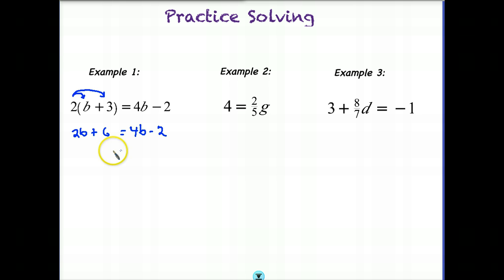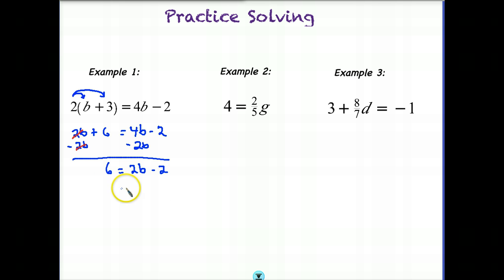I can either move the 4b over to the left or the 2b over to the right. I'm going to combine my variables first. And I think I'll move my 2b over to the right so that I don't end up with a negative. But if I did, I would still get to the same answer. 2b minus 2b gives us 0. So all I'm left with on the left side is just the 6. 4b minus 2b is 2b. And then I have my minus 2.